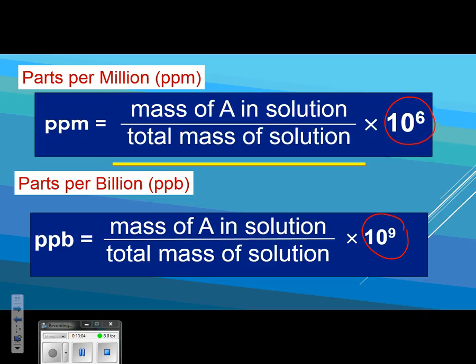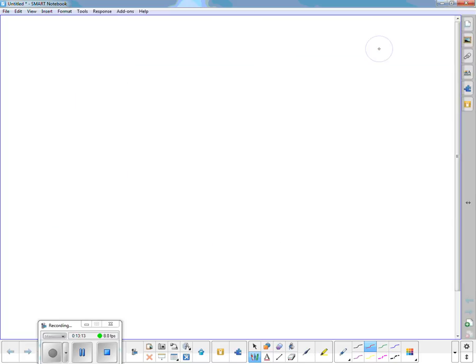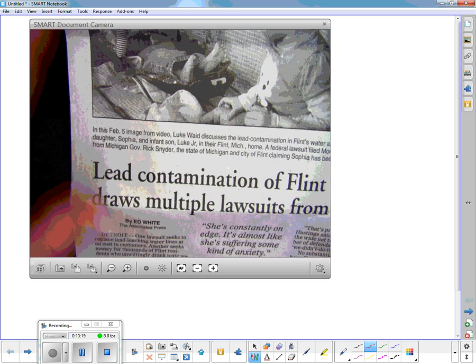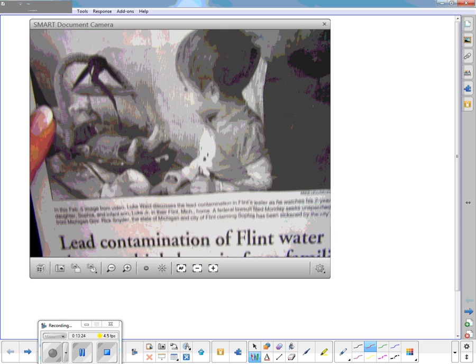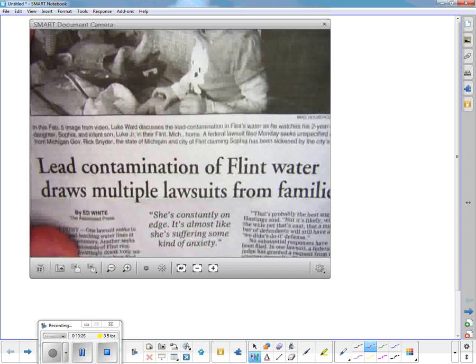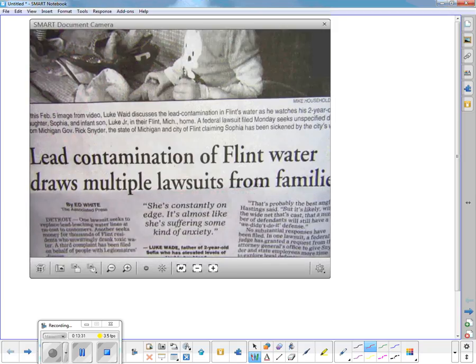So I'm going to flip out of this just for a second. Go to this behind it. So this was in the paper a couple days ago. This little picture, you know, you always get a nice little picture here. And it says, lead contamination of Flint water draws multiple family lawsuits. Why were they drawing lawsuits? Just from the head here. You guys have been hearing this in the news. Tell me what's going on in Flint.